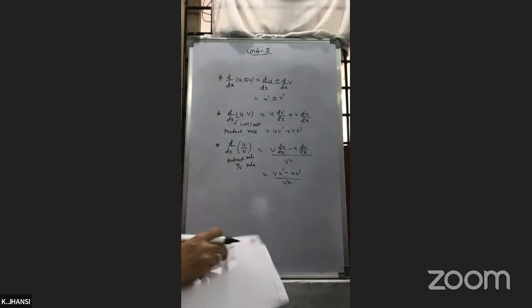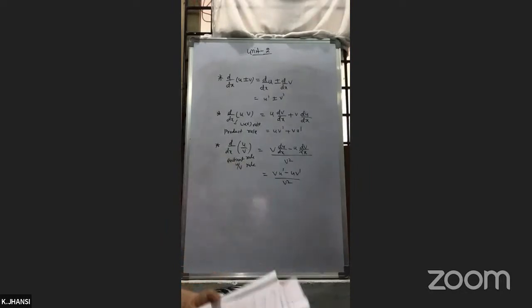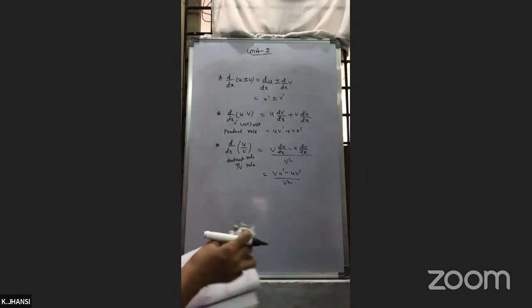And we'll see the problem on this differentiation. Next we have the problem. Show that the function x into mod x is differentiable at x equals 0.